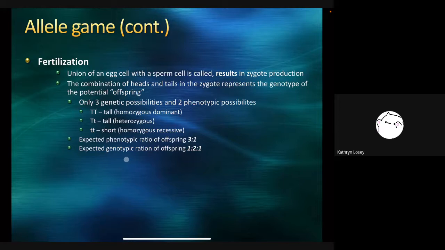So the cross between 2 heterozygote parents gives an expected phenotypic ratio, what you would see in the offspring, of 3 to 1, 3 tall offspring to 1 short offspring. And your expected genotypic ratio is 1 homozygous dominant, 2 heterozygotes, and 1 homozygous recessive. So a 1-to-2-to-1 genotypic ratio and a 3-to-1 phenotypic ratio. Those are the ratios you would get for any cross between 2 heterozygote parents, no matter what trait you're coding for.